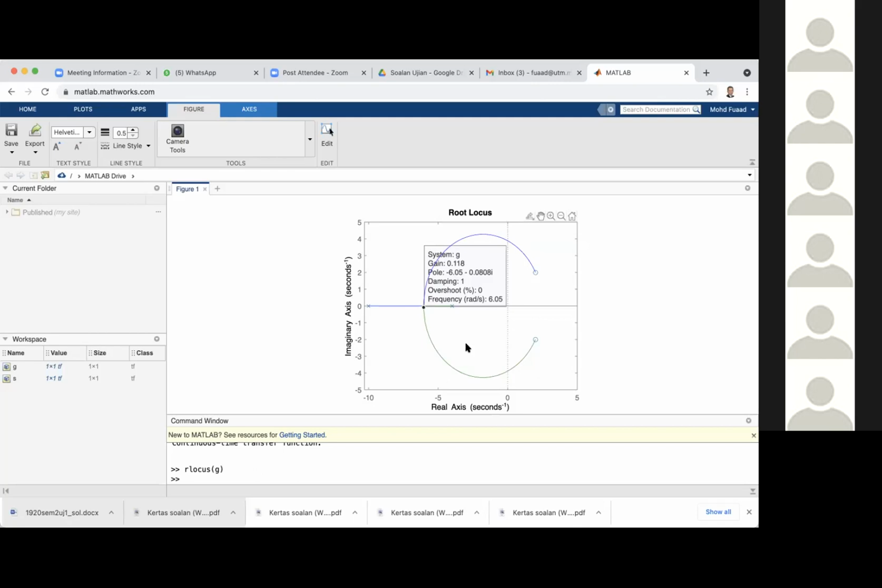Manual. So manual is kita pakai formula lah. Kan? Formula. Jadi kalau kita lihat di sini, the breakaway point of the root locus of the closed loop transfer functions. Kan minus 6 kan? Dia bagi ke tak?